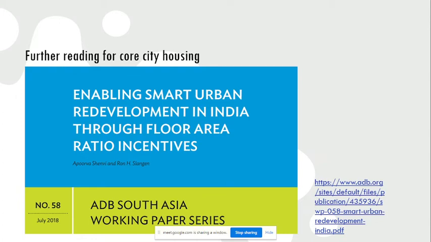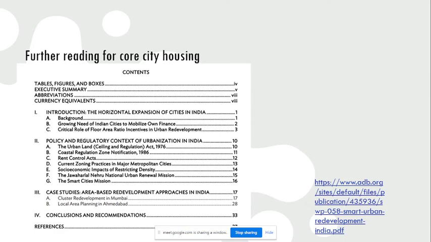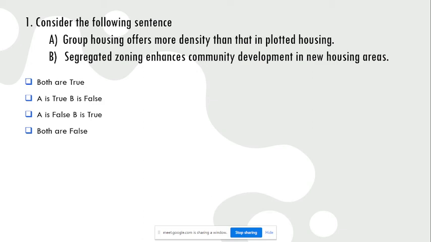So it is a report. It discusses FAR initiatives, how FAR can be used in smart urban redevelopment in India. It was published in 2018. It discusses a wide range of policy and regulatory environment available in India, starting from the Urban Land Ceiling Act of 1976, then CRZ of 1996, then the Rent Control Act, different practices in metropolitan cities, and how density restrictions in cities impact the socio-economic nature of society. Then the JNNURM mission, then the Smart Cities Mission. And then we discuss the different questions.